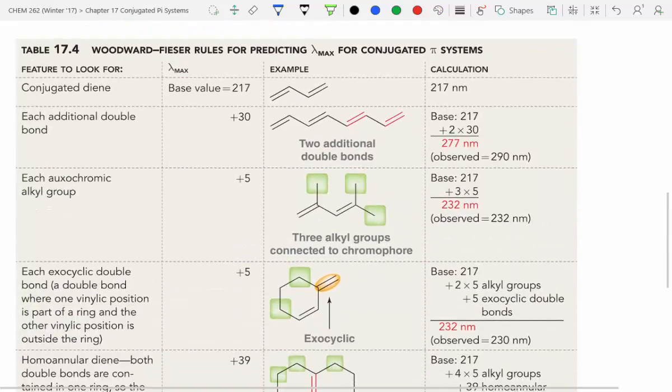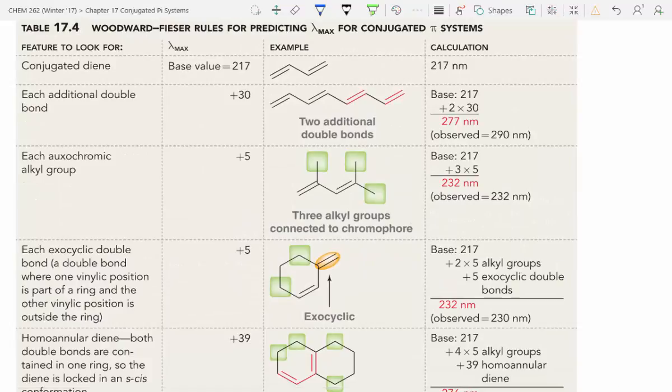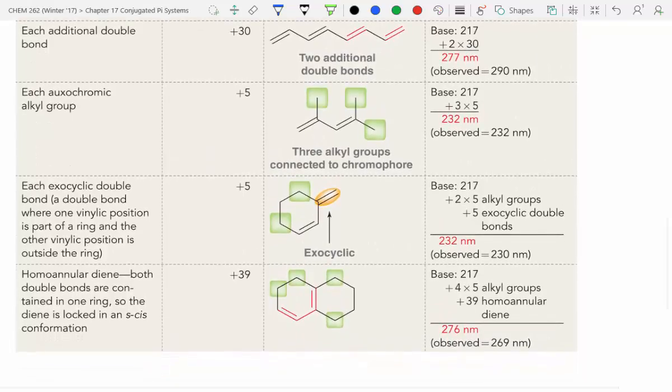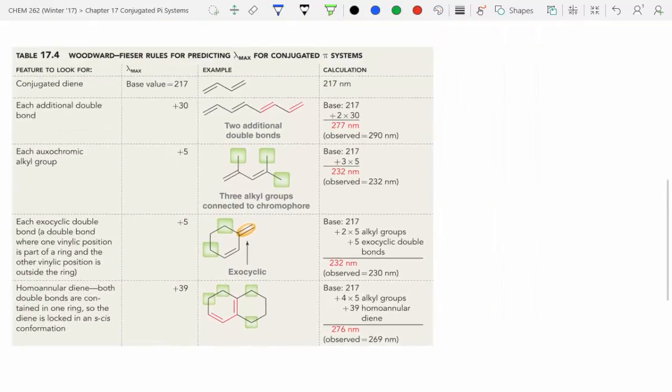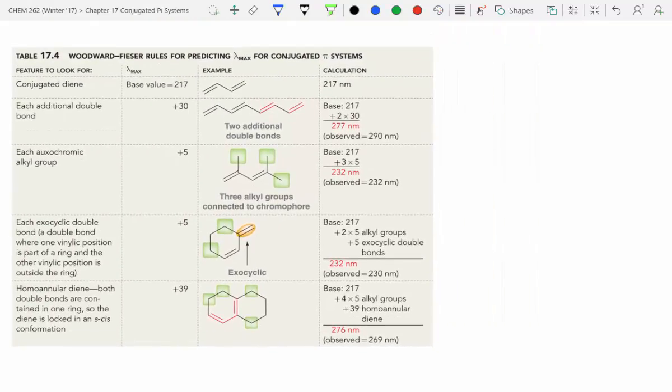There's actually this list of rules called the Woodward-Fieser rules, where you can take this base value for a conjugated diene and say that that's 217 nanometers. That's going to be your absorption, right? And then if you add double bonds, you're going to add 30 nanometers to it. So it's going to go more and more red-shifted. And then if you add an alkyl group, you're going to add 5 nanometers for each alkyl group coming off of your chain. And then for an exocyclic double bond, you also add 5 nanometers. And then if you've got a homoannular diene where you've got a ring coming off, you want to add 39. These are really easy to memorize, and I'm going to quiz you on them tomorrow. It's a joke. These are just good reference points.